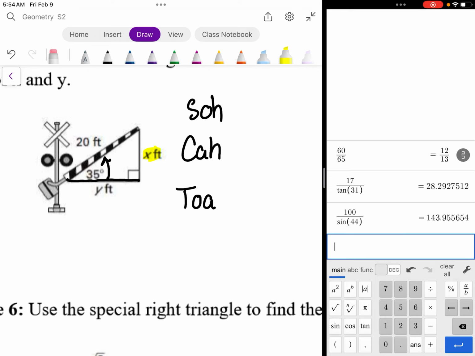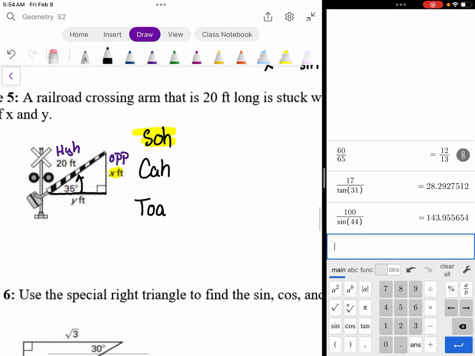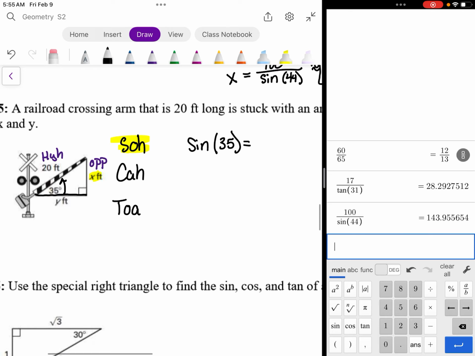Sorry about that. So if we start with x, we have that side, which is the opposite of the 35 degrees, and they told us the length of the hypotenuse. And when we want to solve for x, we need the side that uses opposite and hypotenuse, which would be our sine function. And we would set that up as sine of 35 equals our opposite side x over 20.